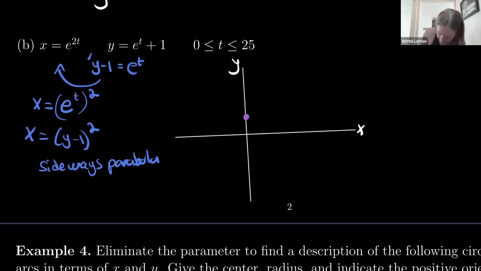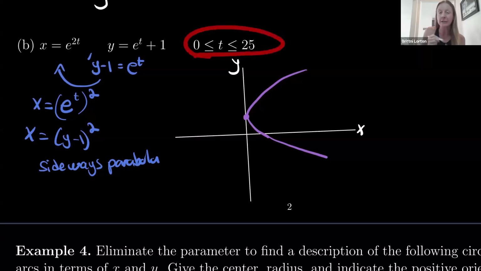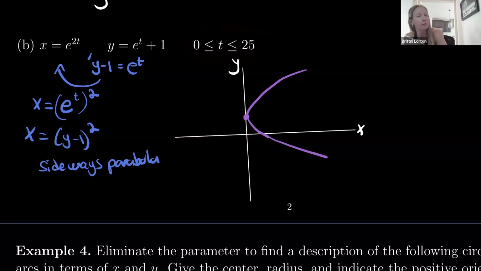So I'm going to graph my sideways parabola and pretend I'm a really good artist. That was close enough. That's my sideways parabola, but I need to remember now my restricted domain. In this case, t only goes from 0 to 25. So if I were to plug in 0, it might be worthwhile to notice how to plug that in. So I'm going to write that out.